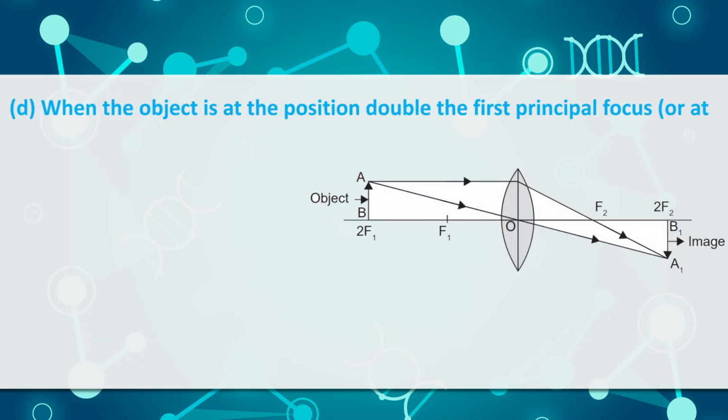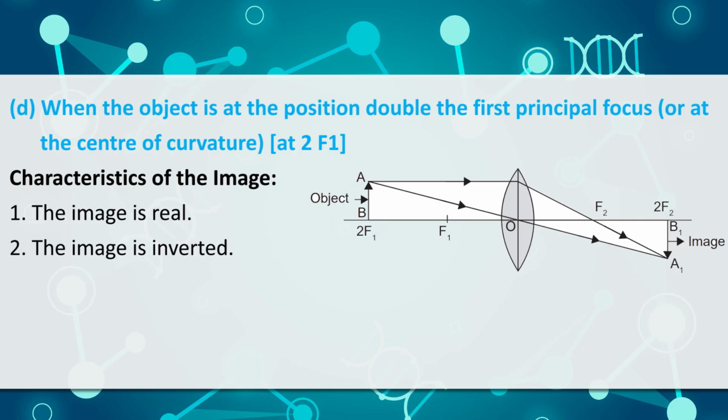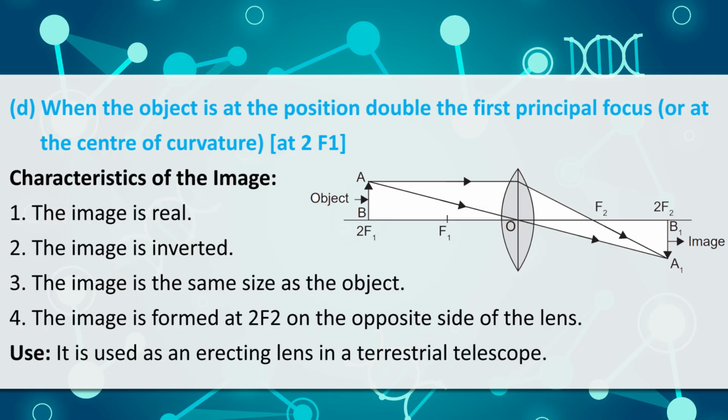When the object is at the position double the first principal focus, or at the center of curvature, 2f1. Characteristics of the image: The image is real. The image is inverted. The image is the same size as the object. The image is formed at 2f2 on the opposite side of the lens. Use: It is used as an erecting lens in a terrestrial telescope.